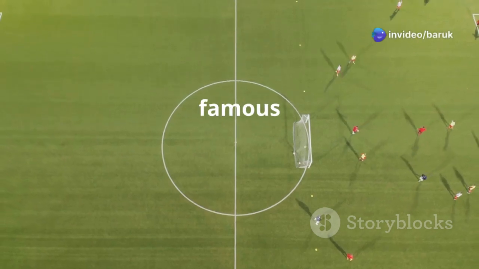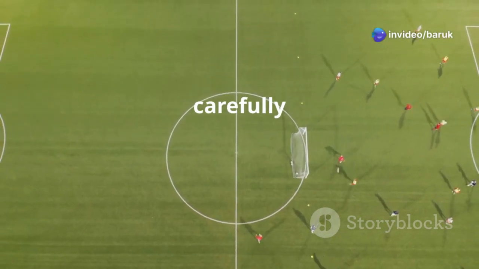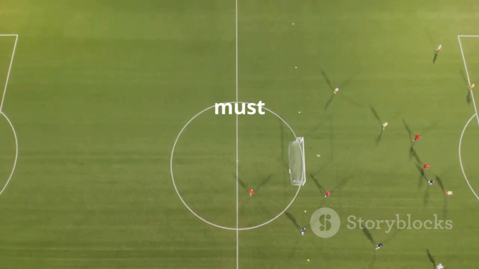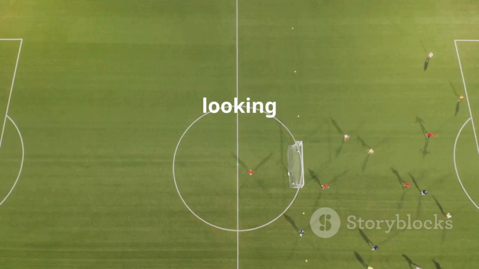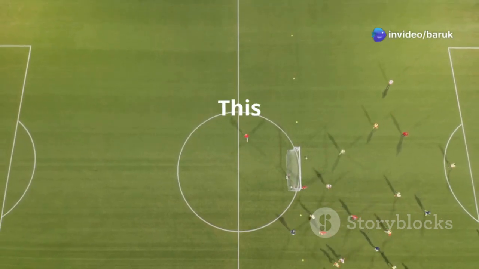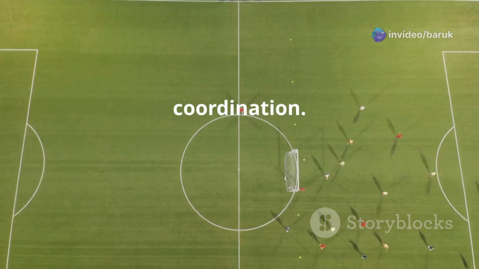Guardiola's teams are famous for moving around a lot. This movement is not random, it is carefully choreographed to create space and passing options. The players must be in constant motion, always looking for ways to support their teammates and create opportunities. This dynamic style of play requires a high level of fitness and coordination.